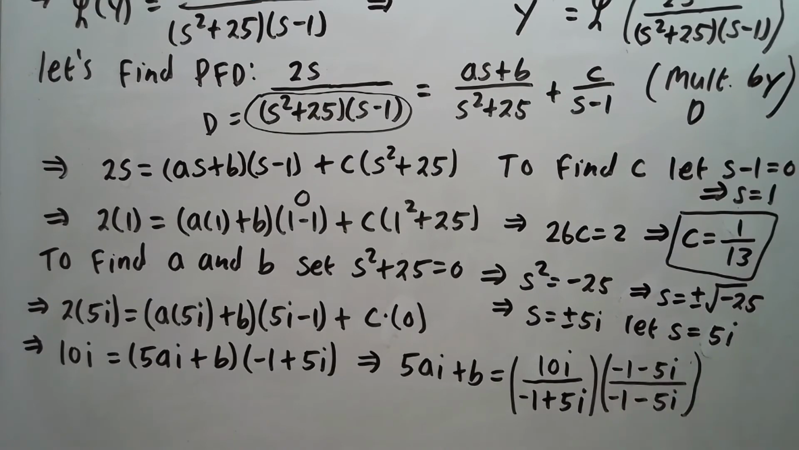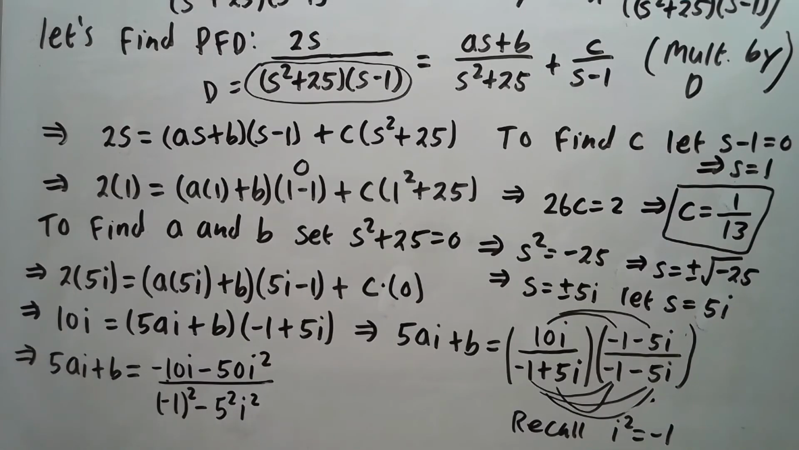Okay, so multiply top and bottom by the conjugate. So now it is going to distribute this with that, here, here, here, here. So multiplying it out, you have 10i times minus 1, so it'll be negative 10i. 10i times negative 5i will be negative 50i squared. Then here's the difference of squares. It's going to be negative 1 squared minus 5 squared i squared. And recall that i squared is minus 1. So replacing the i squared with minus 1 here and here.